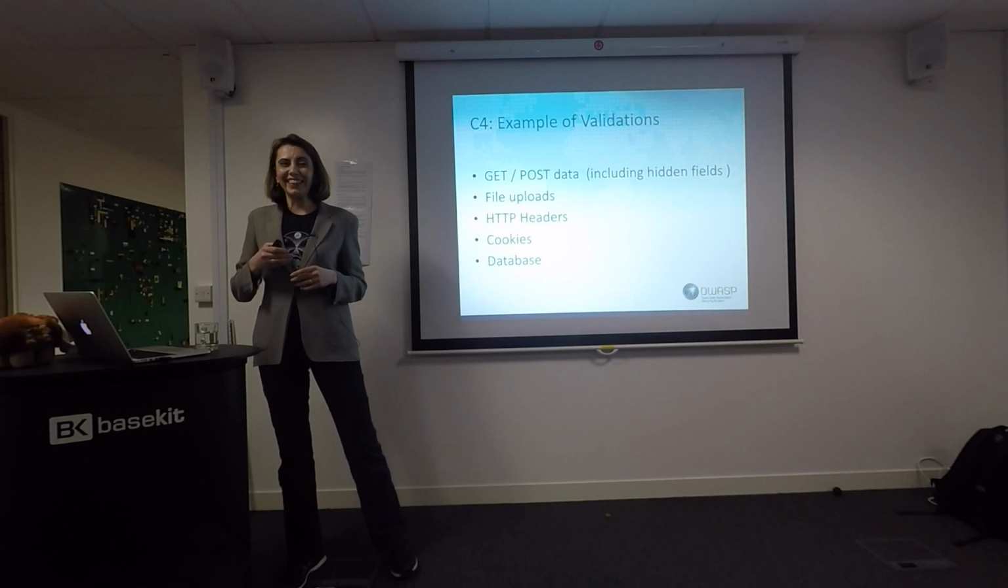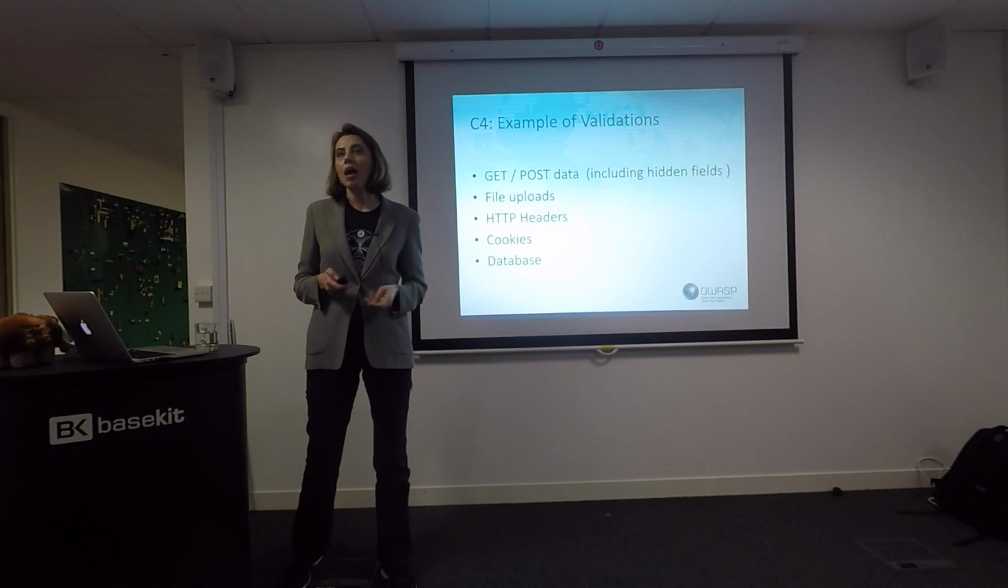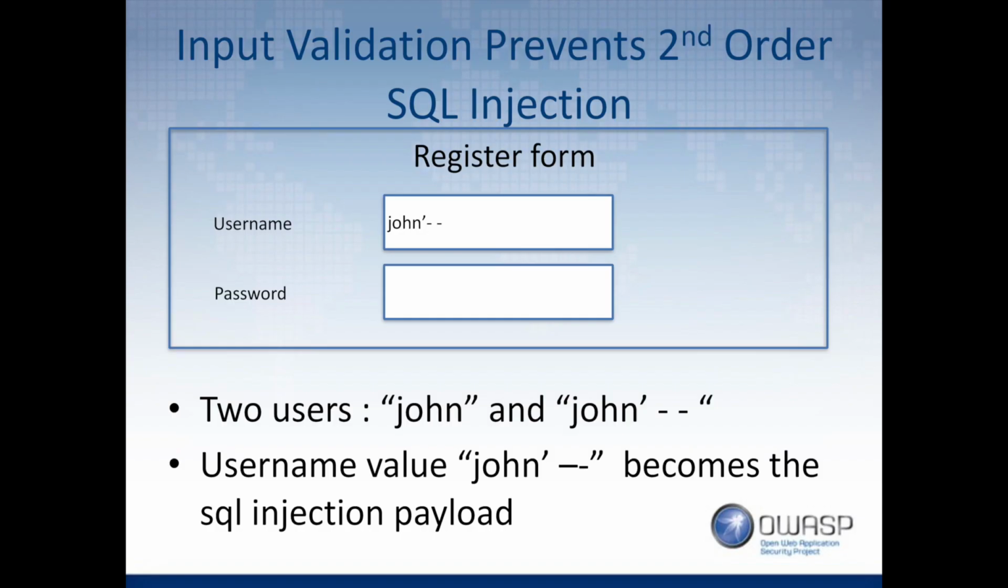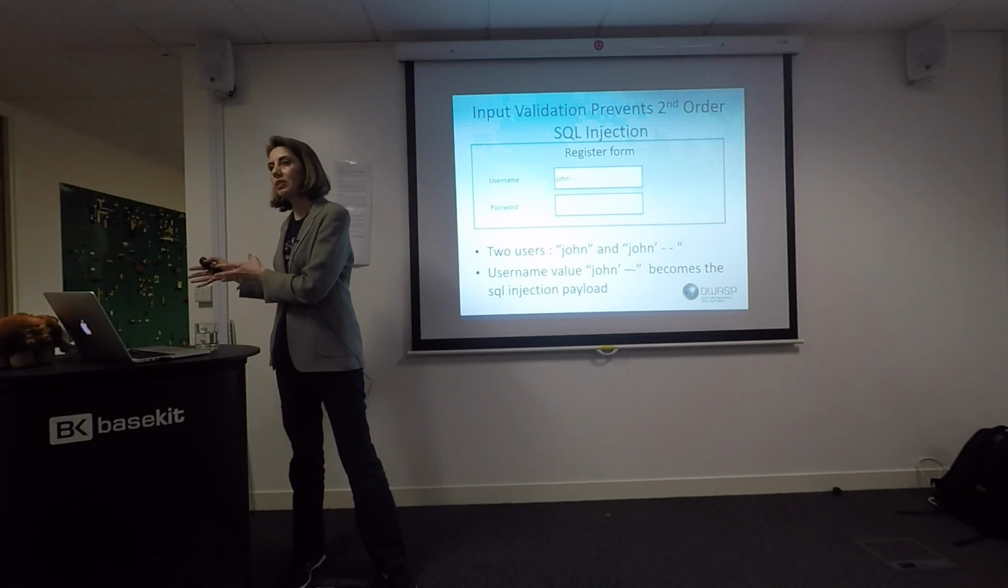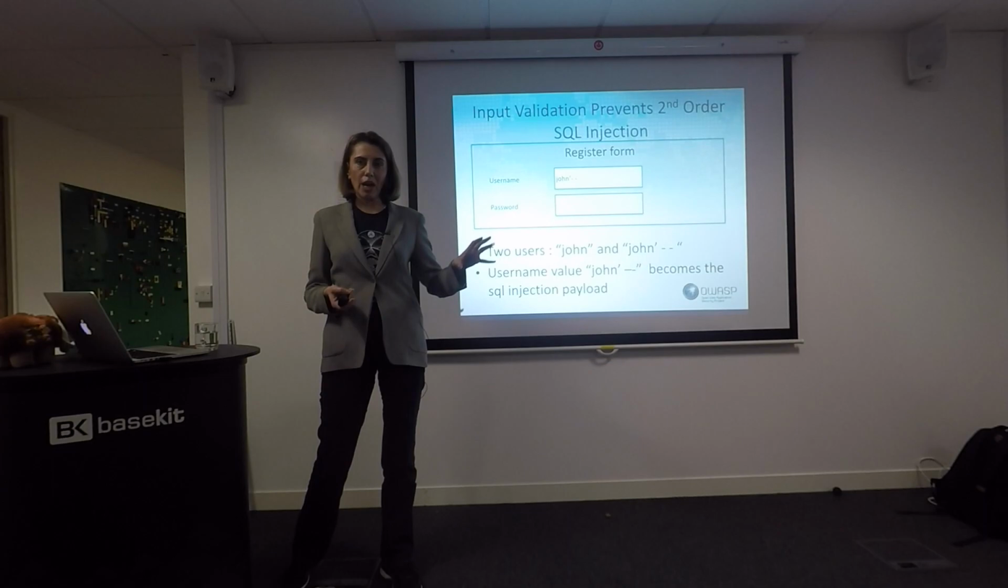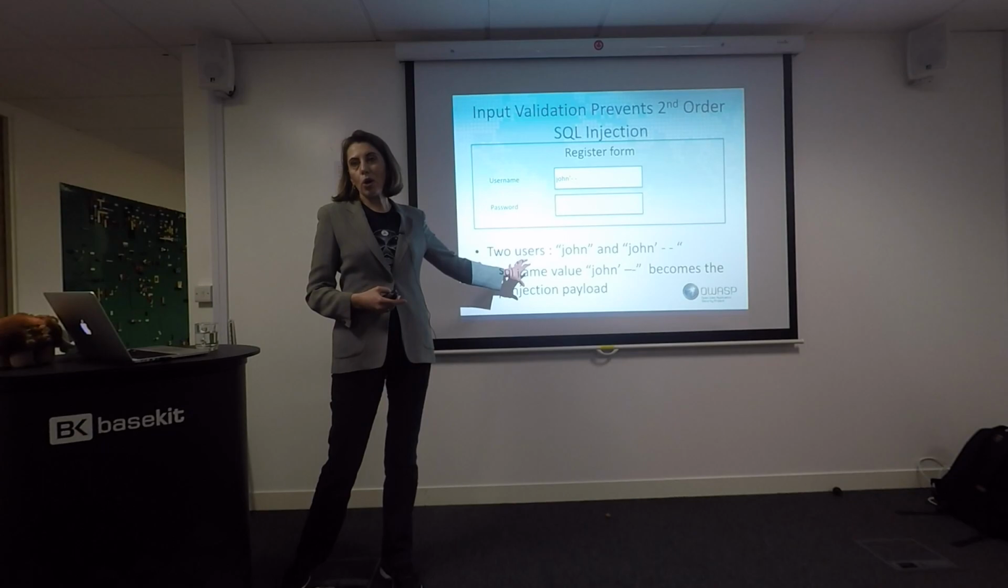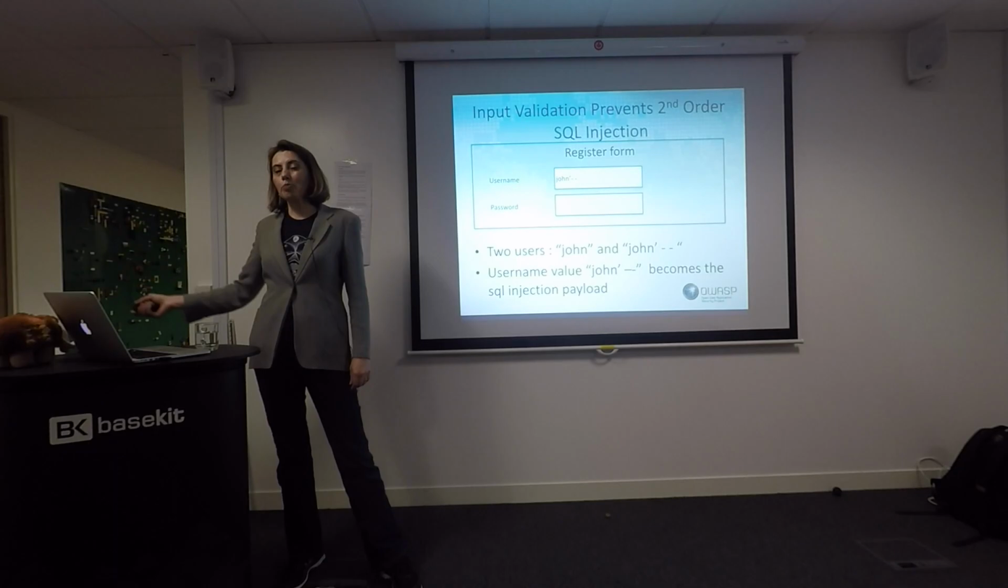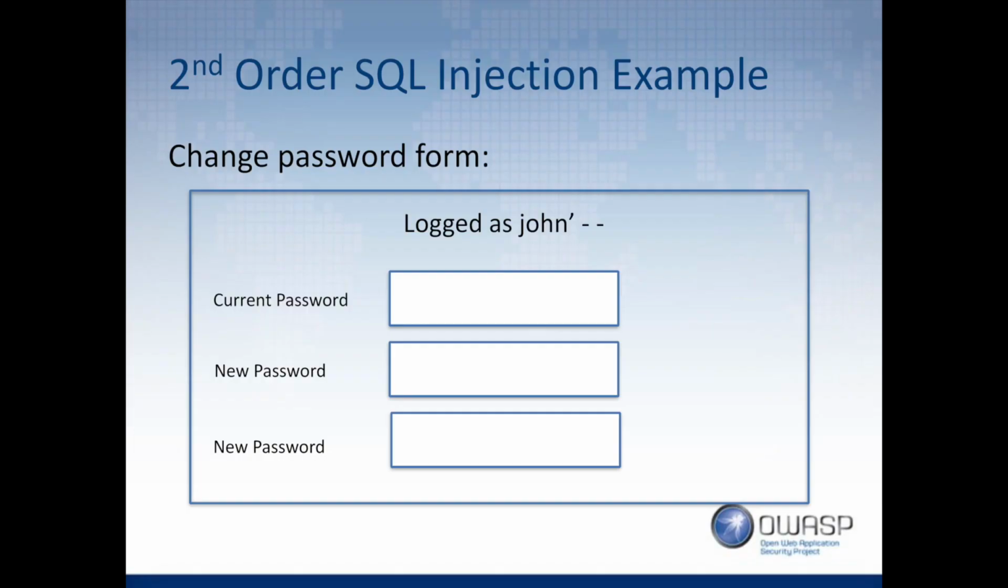For the benefit of those that haven't heard, I'm going to go through a simple example. The second-order SQL injection works when the data is stored in the database, stays there dormant until it's used in other parts of the system, and that's where the exploit actually occurs. So let's suppose that we already have a user, John, but now we record another user, John single quote dash dash, that is stored in the database. And this username, John single quote dash dash, is going to become the SQL injection payload in other parts of the software. So let's suppose now that we go to change the password.